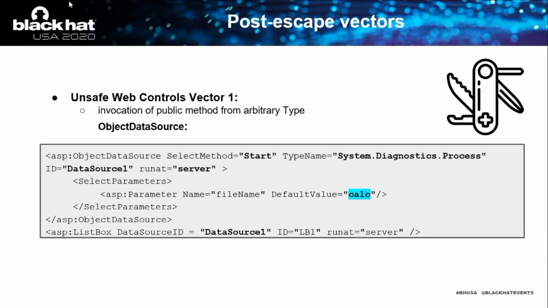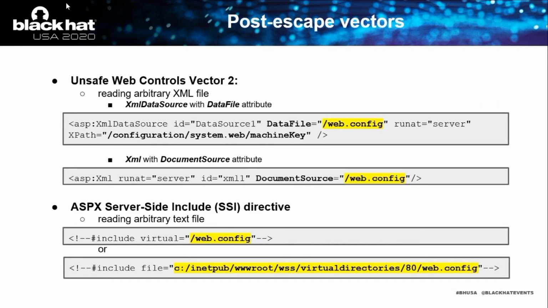One of the most interesting unsafe controls is ObjectDataSource. It allows us to invoke a public method from an arbitrary public type. We can see an example of a payload that uses the Start method from the Process type to pop up a calculator. So actually it is arbitrary code execution by definition. Game over. But let's review a couple of other unsafe controls.